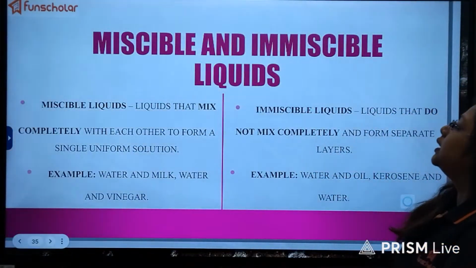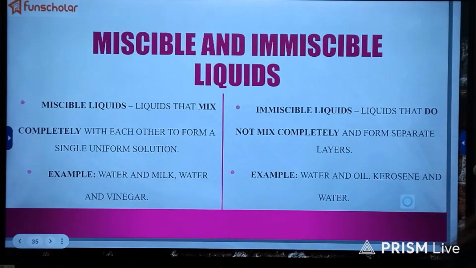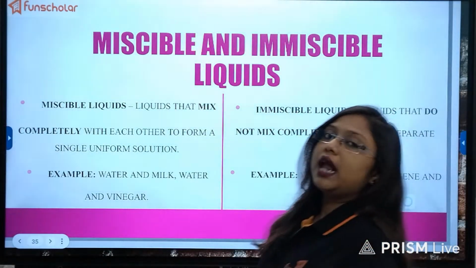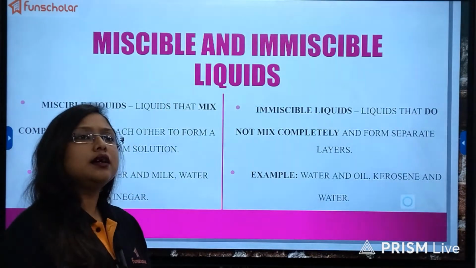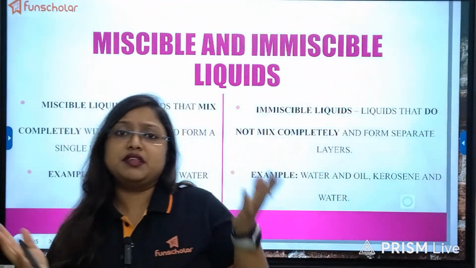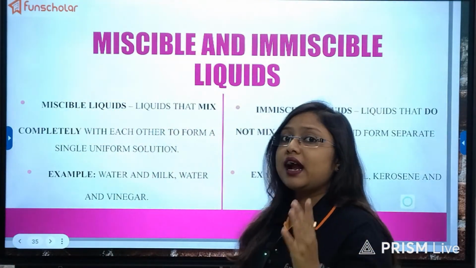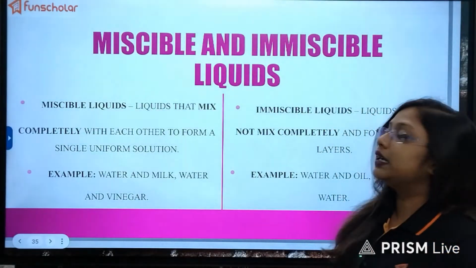First we will start with the topic miscible and immiscible liquids. So what are miscible and immiscible liquids? They sound like opposites, right? Exactly, they are actually opposite. So let's learn about it.